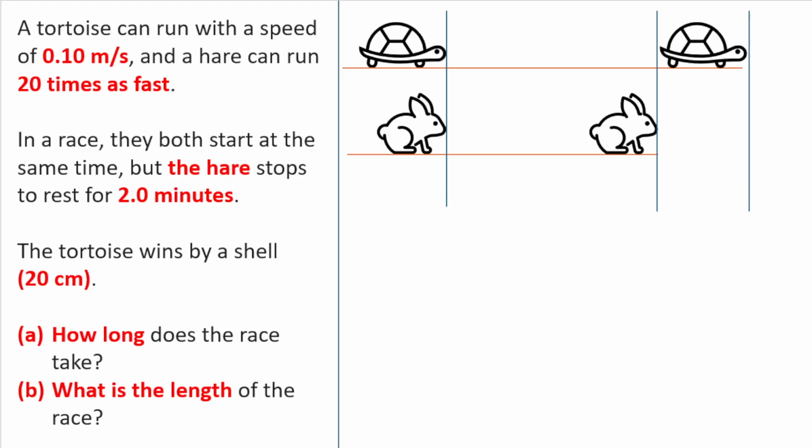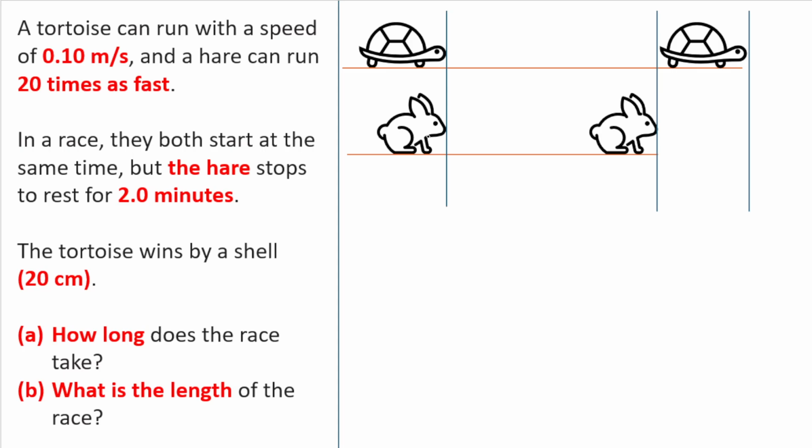A tortoise can run with a speed of 0.1 meter per second and a hare can run 20 times as fast. In a race, they both start at the same time, but the hare stops to rest for 2 minutes. The tortoise wins by a shell of 20 centimeter. And then A, how long does the race take? And then B, what is the length of the race?